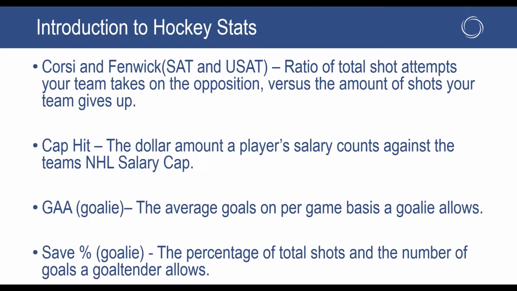Cap hit, fairly straightforward. It's the dollar amount a player's salary counts against its team's salary cap. GAA, or goals against average, is the number of goals a team allows on a nightly or game basis. And then the save percentage is the total goals over total shots taken. So the closer to 1, the better.